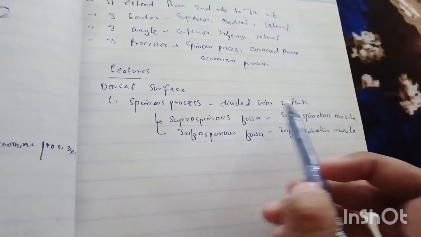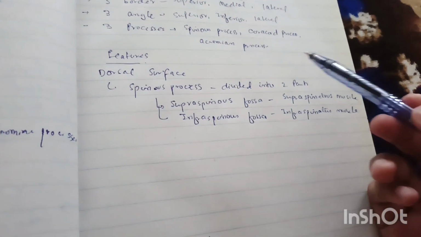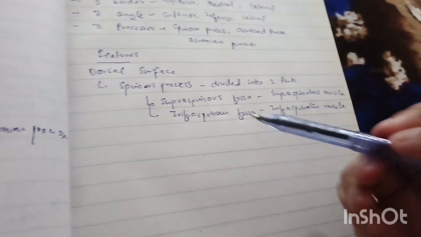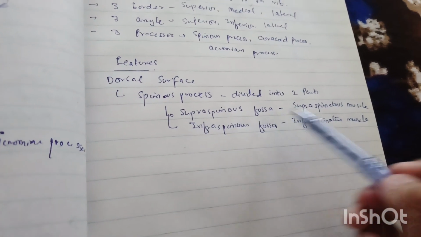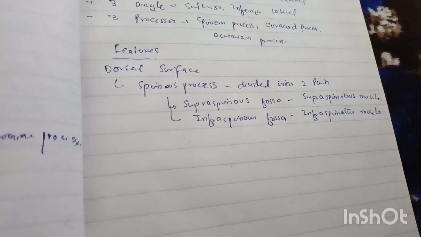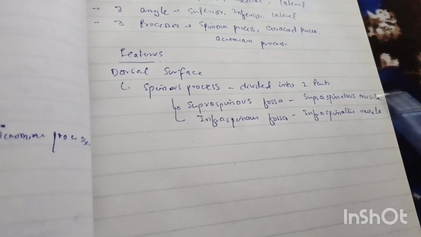So, the spinous process is divided into two parts. Supra is the upper part, and infra is the below part. So, the supraspinous fossa and the infraspinous fossa. At the supraspinous fossa, what muscle gets attached? The supraspinatus muscle gets attached, and at the infraspinous fossa, the infraspinatus muscle gets attached.